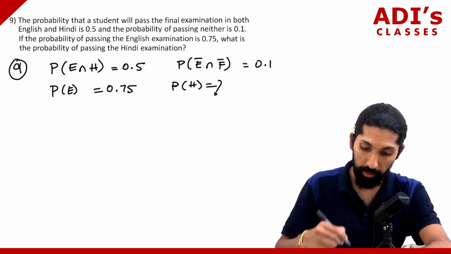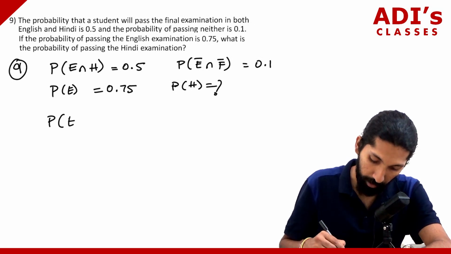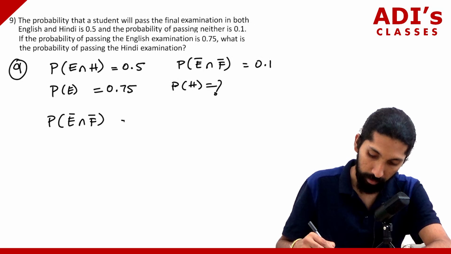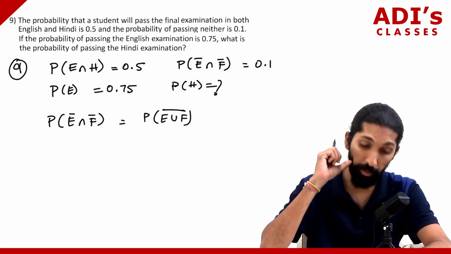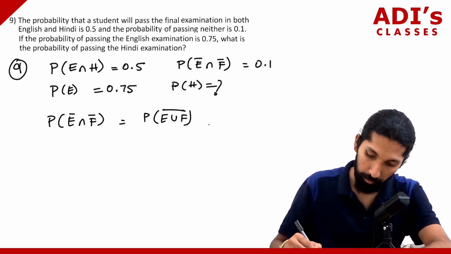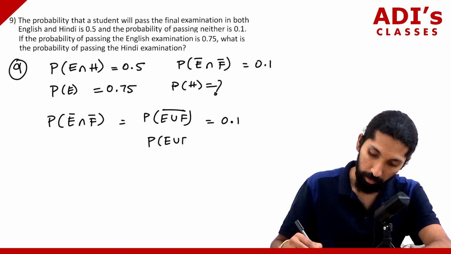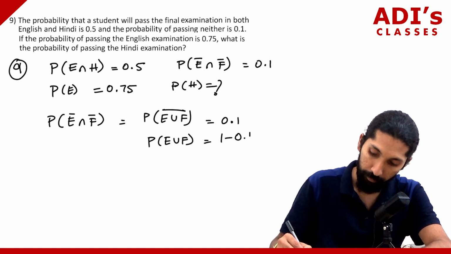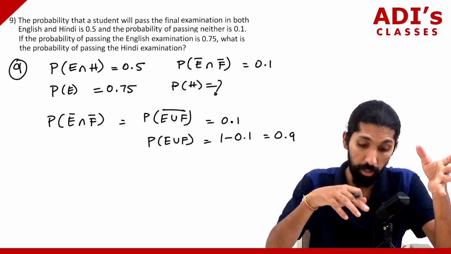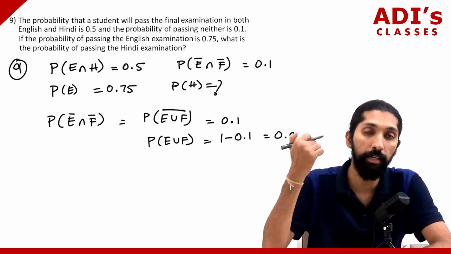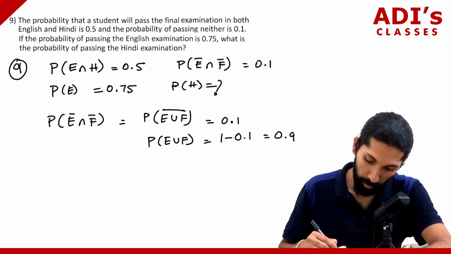Right? So, guys, P of E complement intersection F complement is nothing but P of E union F whole complement. So 0.1, this is nothing but 0.1. So P of E union F becomes what? This is going to be 1 minus 0.1, 0.9. That means the probability of passing in English or Hindi is 0.9. That's 90%.